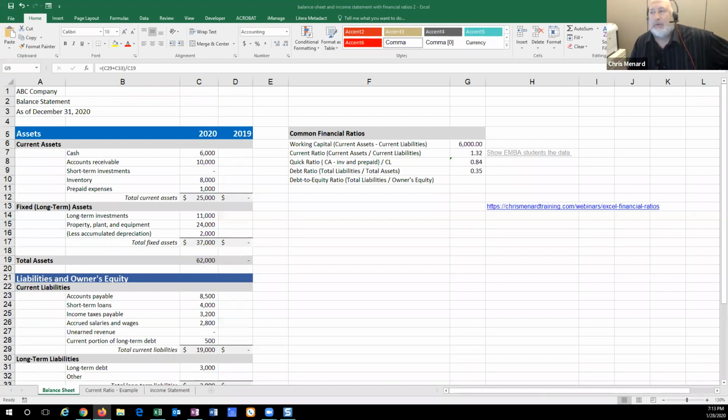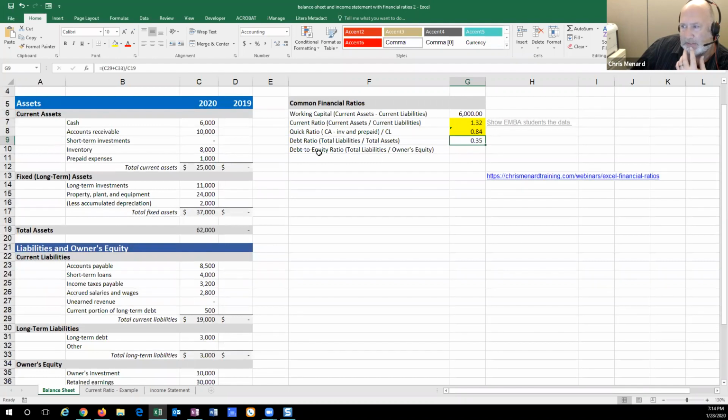So obviously, just in general, the higher these two numbers that I just put in yellow, the better. But the lower the 0.35 is, the better. Hypothetically, I'm just making this up. Remember, assets equal liability plus owner's equity. If you had no owner's equity and your assets equaled your total liabilities, you would have the number one, and you'd probably be in trouble. So the lower the number, the better.